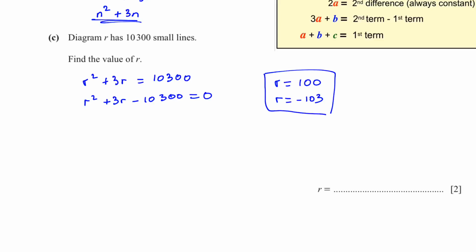You got the values here, but you have to write it as a factor. So if it's positive, you have to write negative. So R minus 100 bracket R plus 103 is equal to 0. Therefore, R is equal to 100 and R is equal to negative 103. The diagram number cannot be negative, so this is rejected. R is equal to 100.